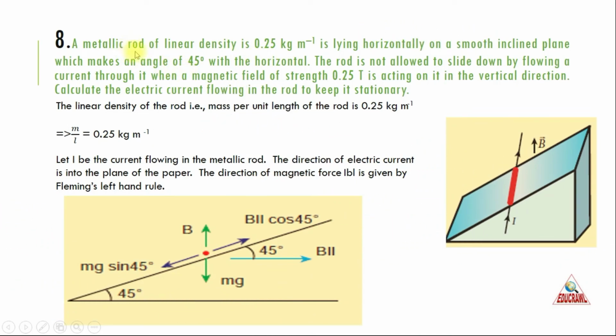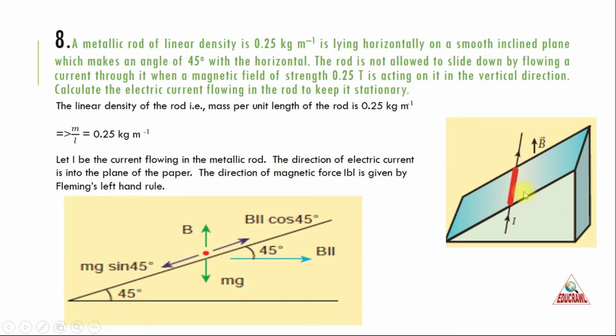Eighth problem. A metallic rod of linear density 0.25 kg per meter is lying horizontally on a smooth inclined plane which makes an angle of 45 degrees with the horizontal. The rod is not allowed to slide down by flowing a current through it when a magnetic field of strength 0.25 Tesla is acting on it in the vertical direction. Calculate the electric current flowing in the rod to keep it stationary.